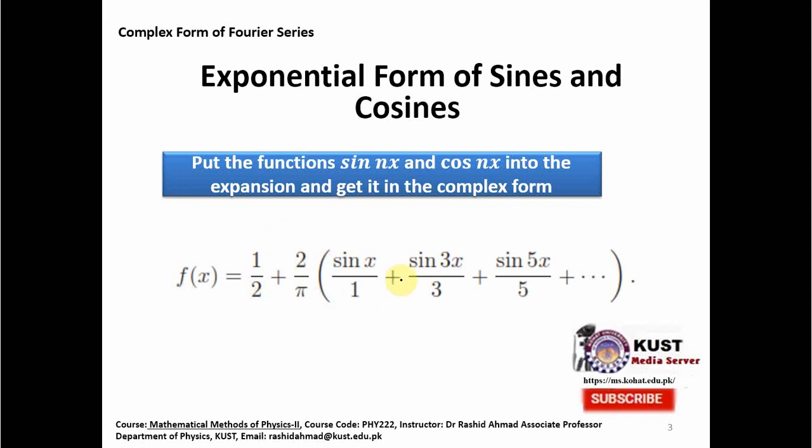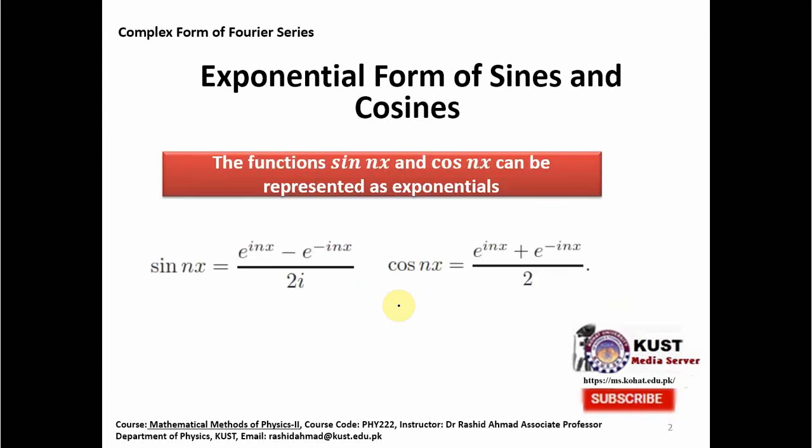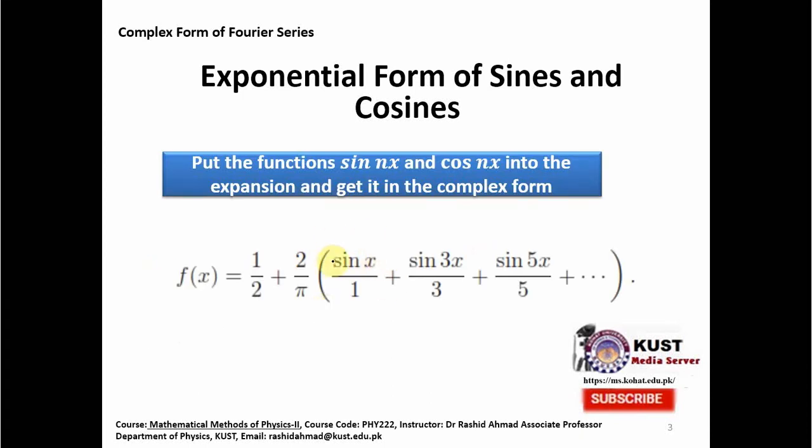In this form, what we can do now is plug in the values for sin x, sin 3x and sin 5x and get the exponential form. As you can see, that's sin nx. So for example, for n equal to 1, I put n equal to 1 over here and get the sin 1x exponentials, and then plug that into sin x. Similarly, I can repeat the same procedure for n equal to 3 and get sin 3x in the exponential form, and similarly for sin 5x and so on. In this way we can transform this f of x from the sine-cosine form to the exponential form.